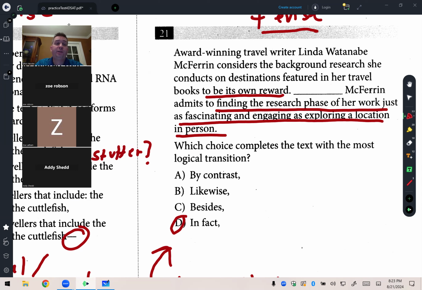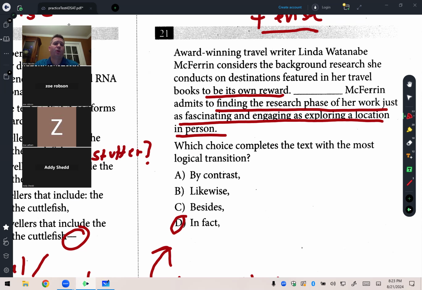They are on both tests. They are on the ACT. They are on the SAT. They're on both exams. And incorrectly used transitions make writing less cohesive, less understandable.